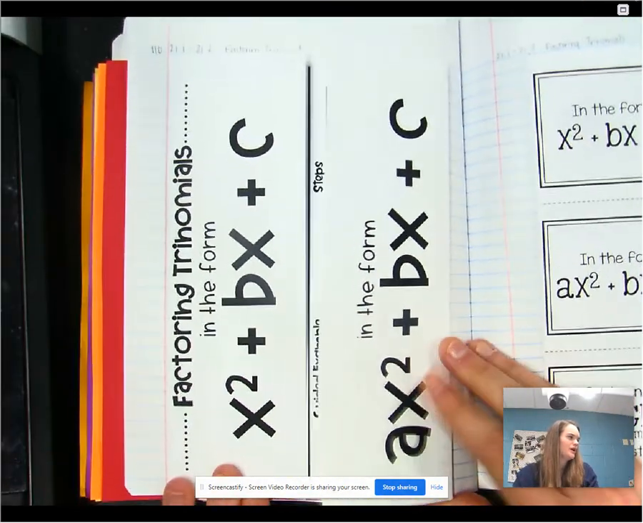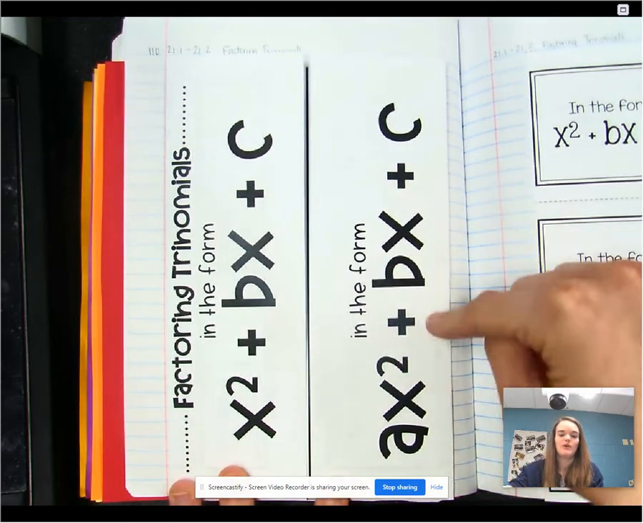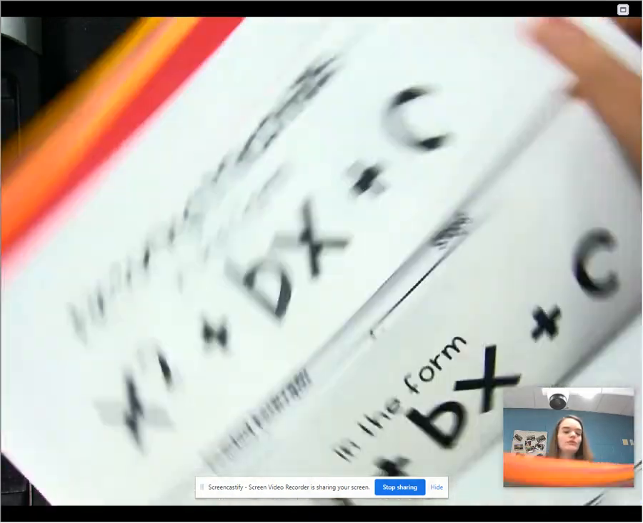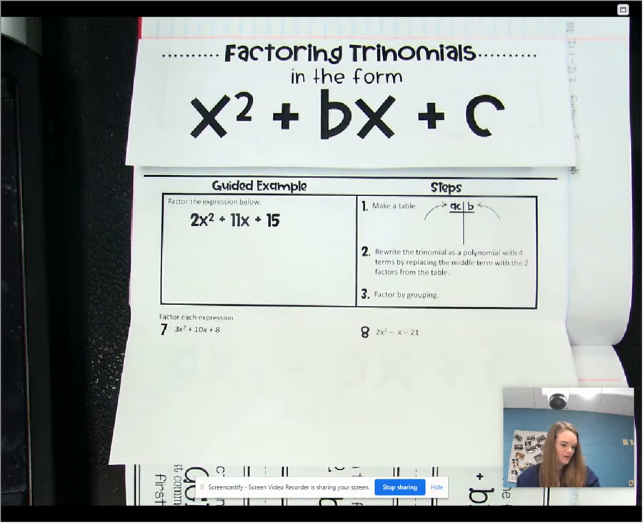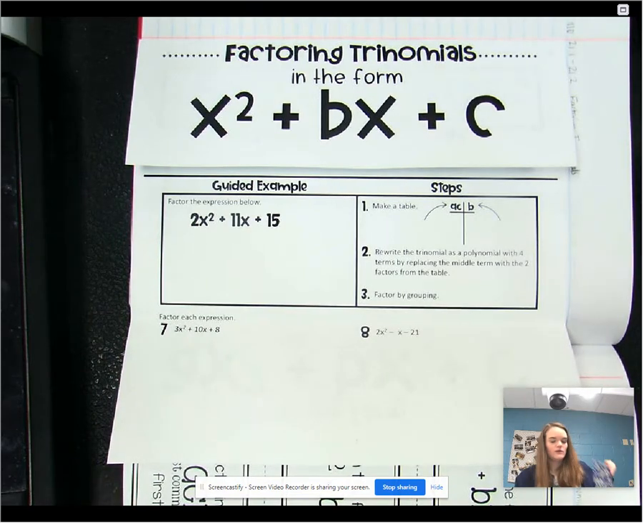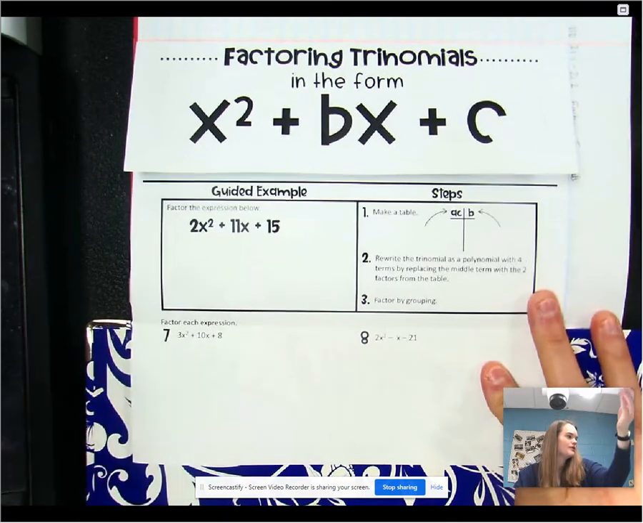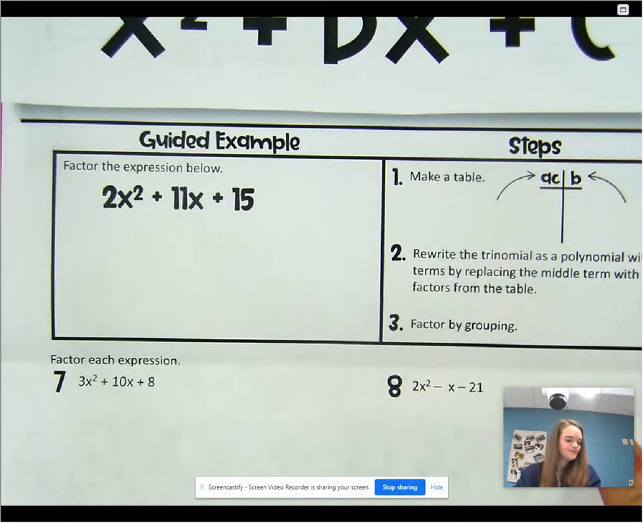This foldable, we're going to do the bottom half when we are factoring trinomials in the form ax squared plus bx plus c. So now we have an a value that we're going to have to take care of. So let me flip this over. This is what we're talking about today. And I'm probably going to have to stick something under there so that I actually can write on it. There we go. Okay, so let's talk about the steps with a guided example.